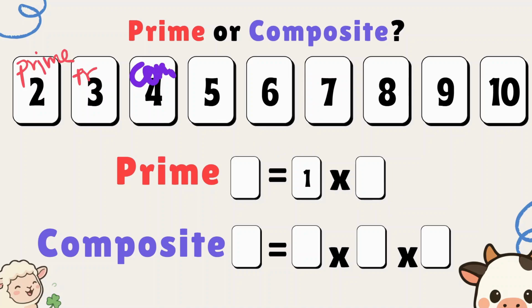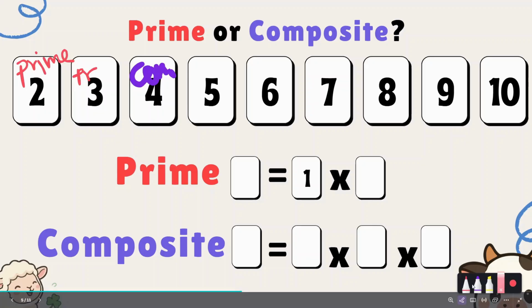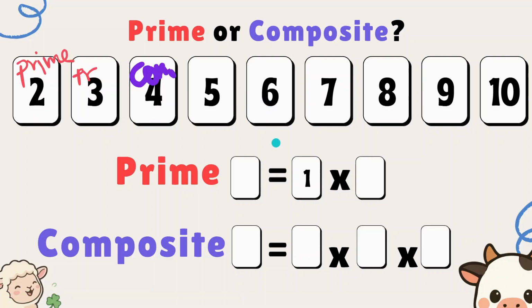Very good. All the way you can do it like that. So 5, if you try, actually it's a prime number. There's only 1 times 5. How about 6? I'm sure you all know, 6 is 2 times 3, correct? 1 times 6 and 2 times 3. So if that's the case, it's a composite number already.